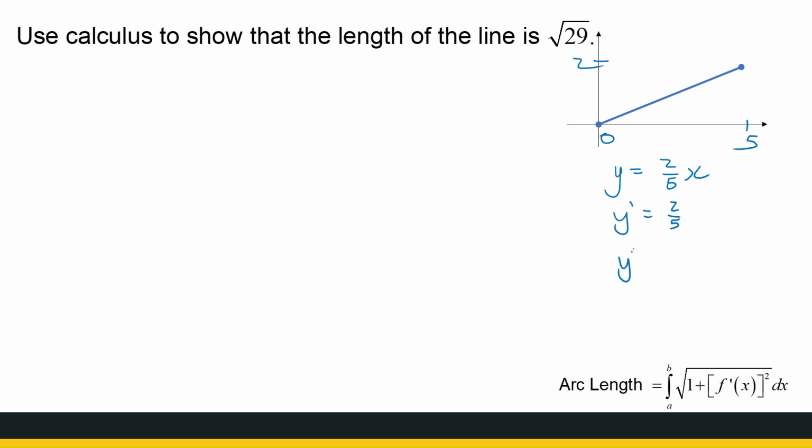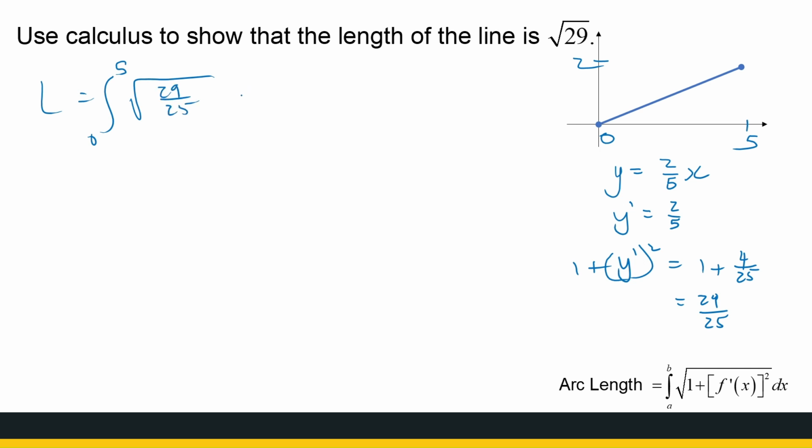And if I square the derivative and add 1 to it, I get 1 plus 4 over 25, which is just 29 over 25. All right, so let's look at the arc length. The length of that straight line is the integral from 0 to 5 of the square root of 1 plus the derivative squared, so the square root of 29 over 25 dx. Well, that's a constant. I can take it out. That gives me root 29 over 5, because the square root of 25 is 5, times the integral from 0 to 5 of 1 dx.